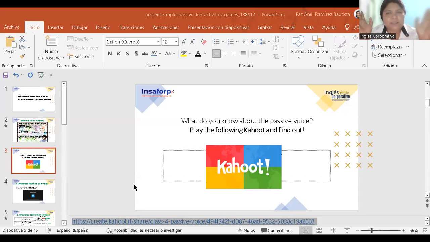Okay, si tiene mala conexión, no se lo recomiendo, lo podemos ir haciendo acá en la pantalla porque lo va a sacar de Zoom. Pero quienes ya tienen experiencia jugándolo, no hay problema. Pueden ingresar y ustedes ya saben la mecánica. Bien, vamos a ver. Ahí les envío el enlace. So, open the link. Access that link.